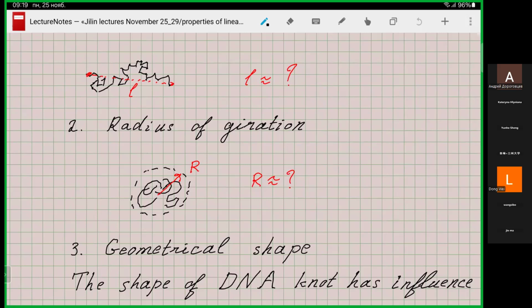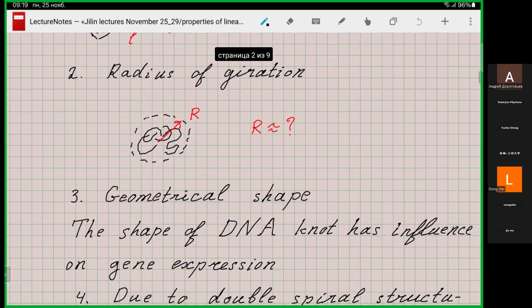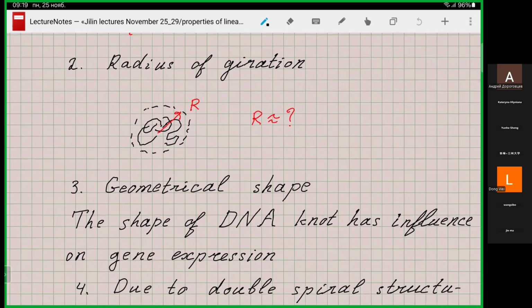But it occurs, and it was discovered recently, maybe in 2006, it was even a Nobel Prize given for this, that the geometrical shape of a DNA knot has influence on gene expression. So we need not only to understand chemical properties of the polymer solution related to the sizes of the polymer knots, but it will be very good to model and to understand the geometrical shape of the polymer knot.